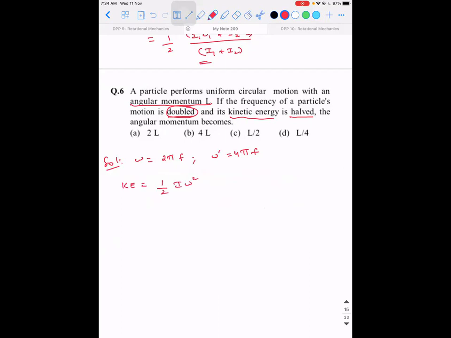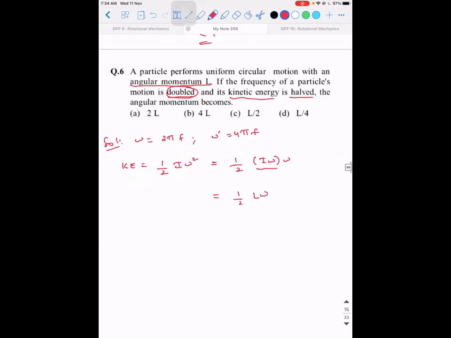See, kinetic energy is half I omega square. Can I write it as half into I omega into omega? So I omega is L. So half into L omega. Right. So if the initial kinetic energy Ke is half into angular momentum L into initial angular velocity, which is 2 pi f.